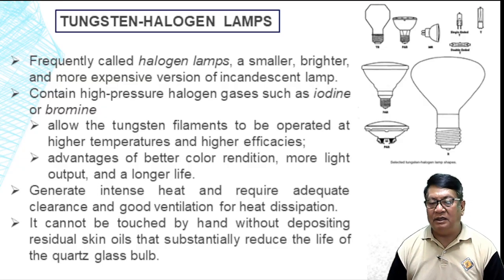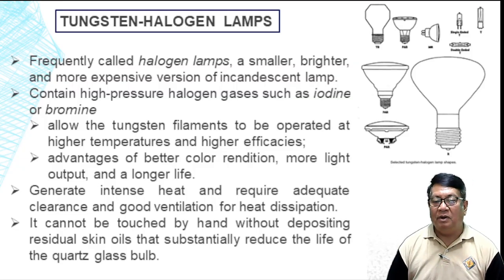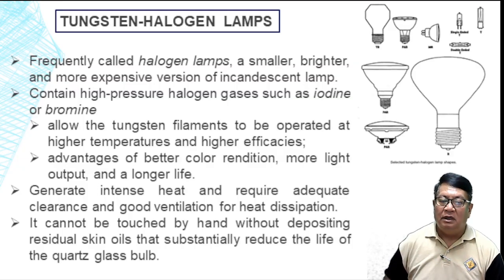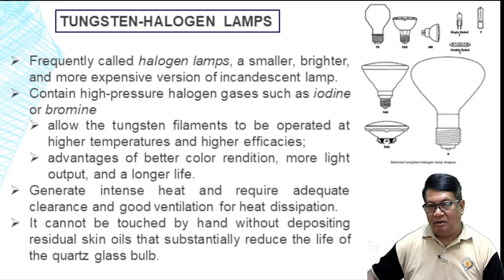These lamps generate intense heat and require adequate clearance and good ventilation for heat dissipation. Otherwise, if we do not control the temperature and ventilation, then of course the lifespan of these tungsten halogen lamps will be shorter. They cannot be touched because the glass bulb is very hot, and touching it deposits residual skin oils that substantially reduce the life of the quartz glass bulb.